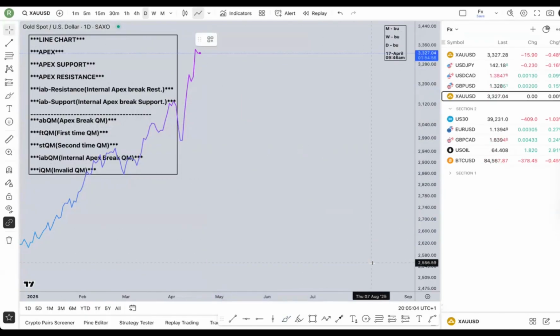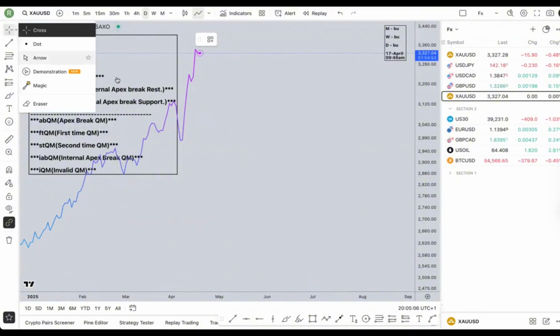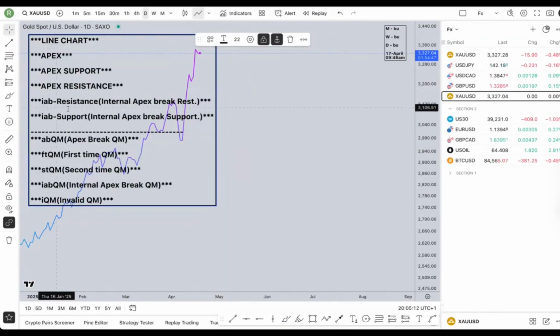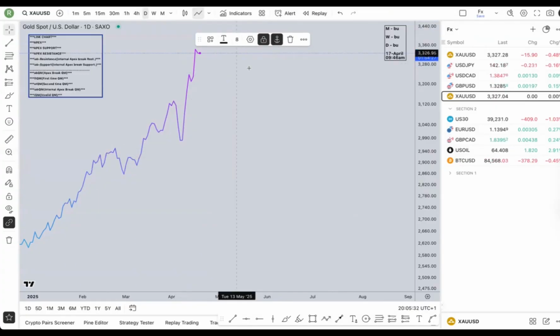Now, if you look at these topics here, we have another topic, which is IAB resistance, called internal apex break resistance, because most times we have internal swing points that are valid. We have the IAB resistance and the IAB support, which means internal apex break resistance and internal apex break support. Let's see how we can identify this on the chart.